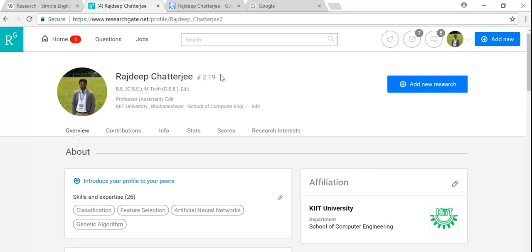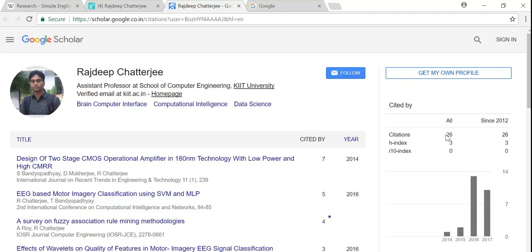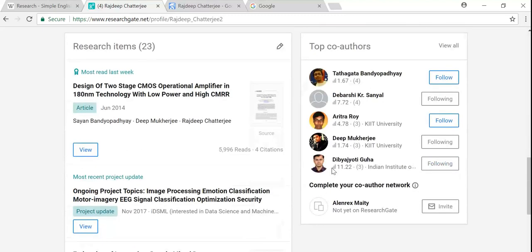If you go through my profile, it says my skills and expertise: classification, feature selection, artificial neural network, genetic algorithm, and a total of 23 research items I have uploaded. And this is very important: reads, a total of 8,759 researchers across the globe visited my profile and read my research articles, and my citation is 15, though it is not exhaustive. My current citation is 26, and ResearchGate project and last few research articles.